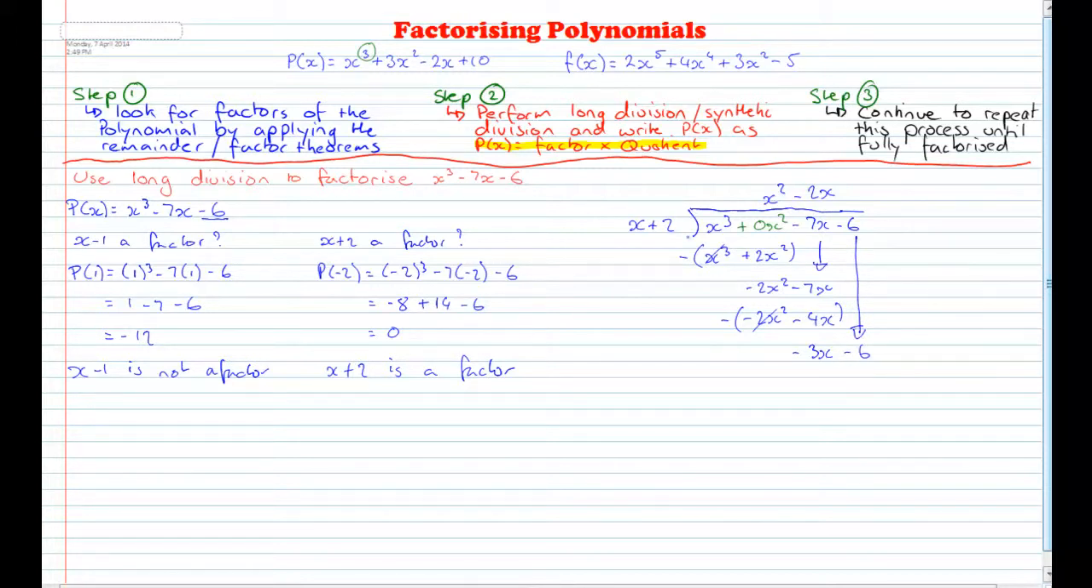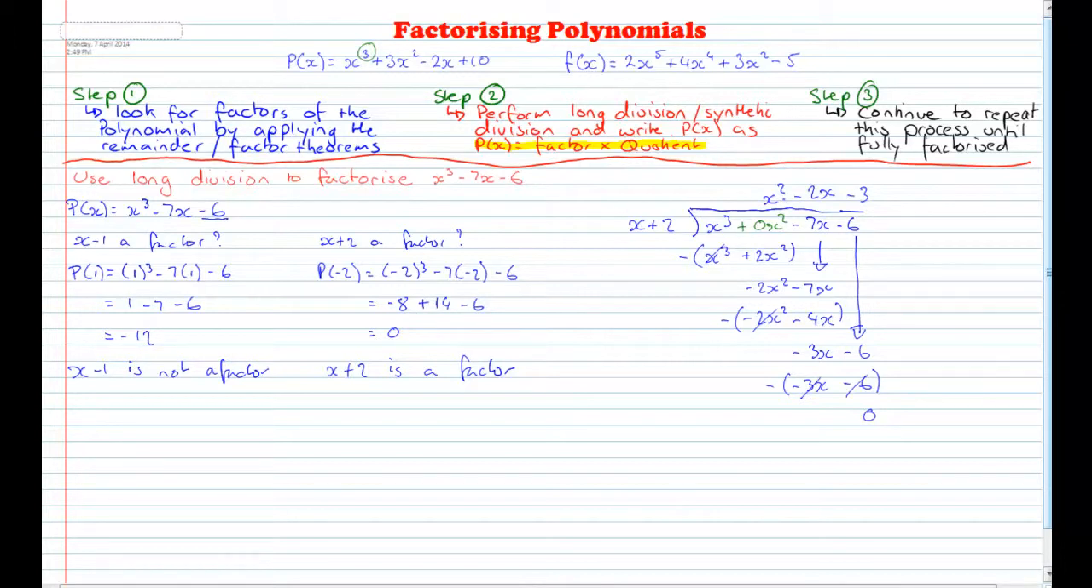Alright, going through and dividing once again, negative 3x divided by x is equal to negative 3. And you go negative 3 times x is equal to negative 3x. Negative 3 times 2 is equal to negative 6. Put in brackets here, subtract them now. Negative 3x minus negative 3x, well, they're going to cancel out. And negative 6 minus negative 6, well, they'll also cancel out, meaning that there is a remainder of 0. So therefore, I know that when I divide x cubed plus 0x squared minus 7x minus 6 by x plus 2, I get x squared minus 2x minus 3.